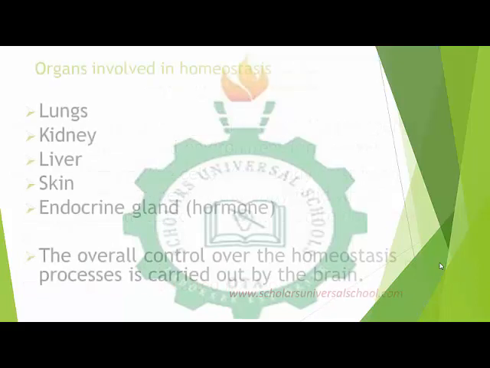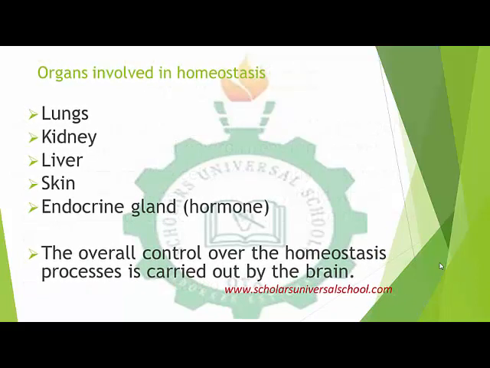So we say that in maintaining a constant internal environment, some organs are very important. We have the lungs, the kidney, the liver, the skin, and the endocrine gland. Some textbooks talk about the brain, but I'm not going to include the brain here.